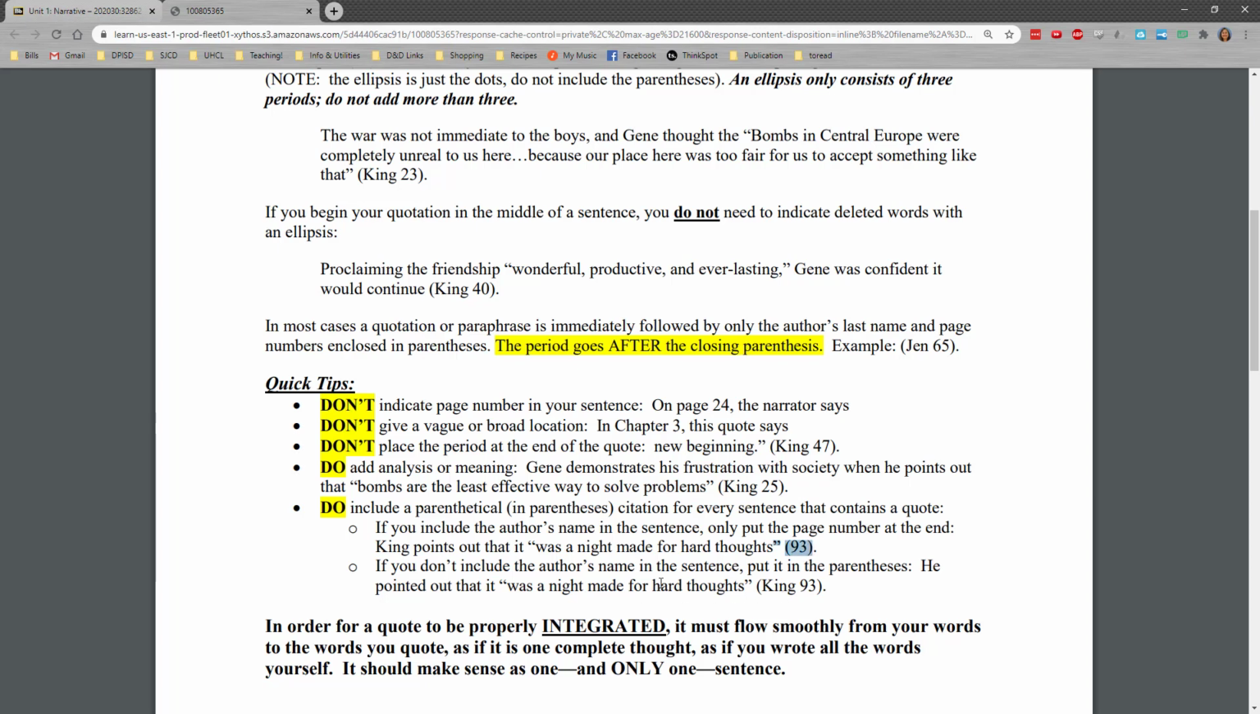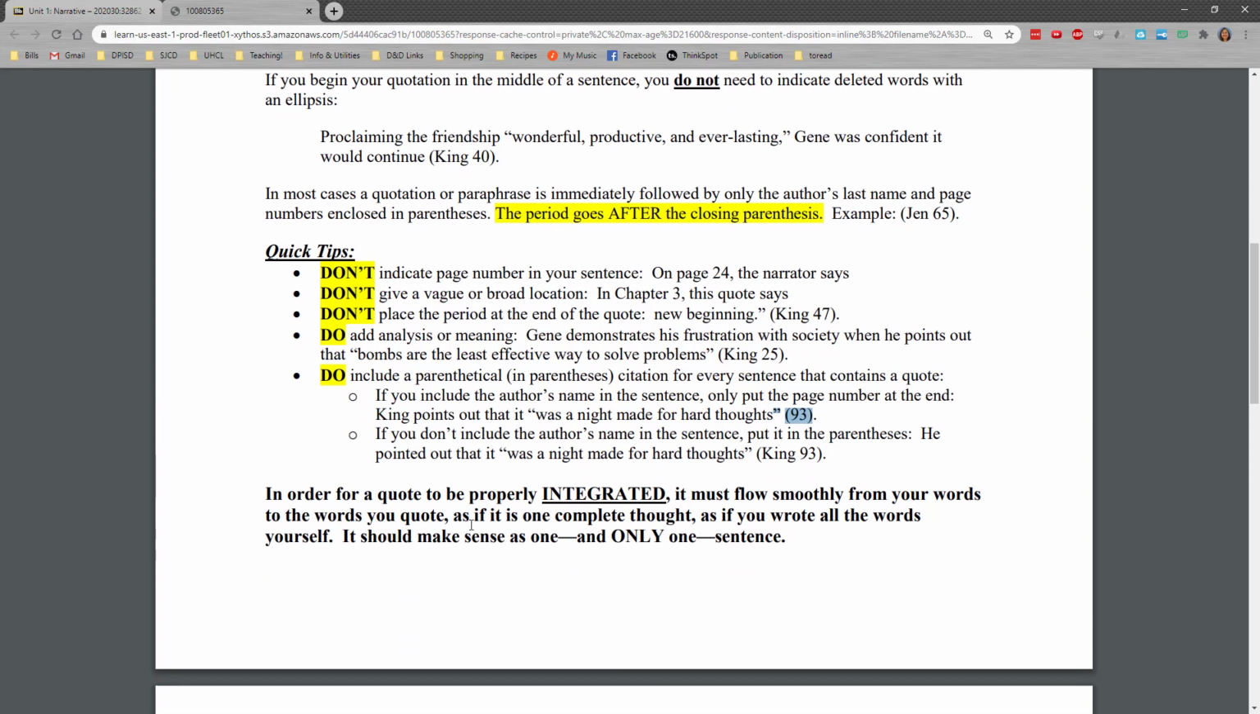If you don't include the author's name in the sentence, then you have to put it in parentheses so we know where you got that information. He pointed out that it was a night made for hard thoughts (King 93). In order for a quote to be properly integrated, it must flow smoothly from your words to the words you quote and back again, as if it's all one complete thought, as if you wrote all of the words yourself. It should make sense as one and only one sentence.